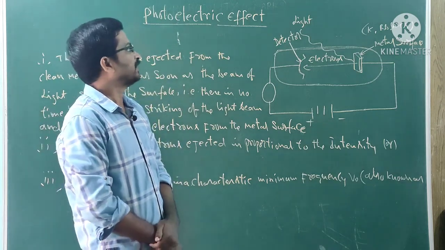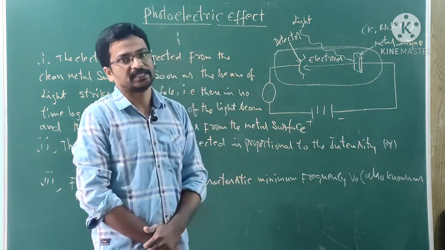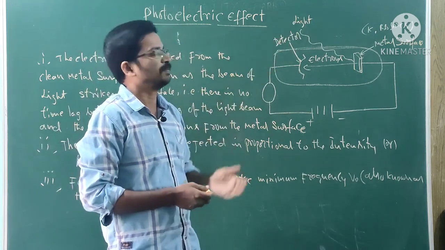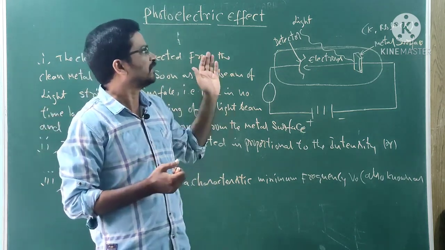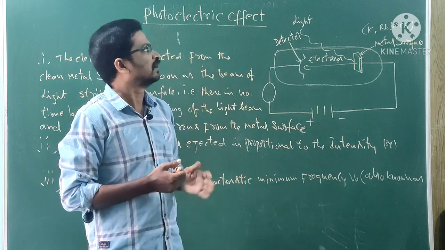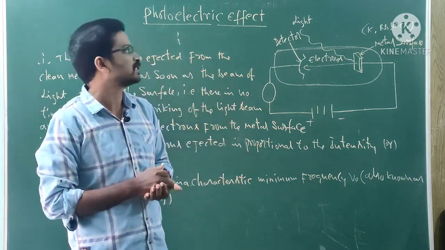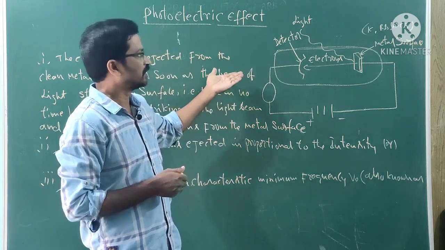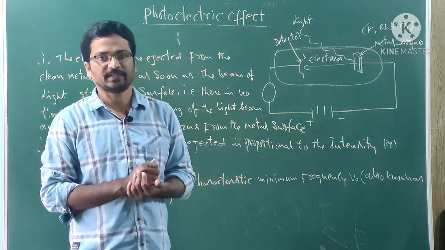When light falls on some active metals, not all metals, these active metals, meaning group 1A alkali metals, can eject electrons. He observed this, and this is known as the photoelectric effect.